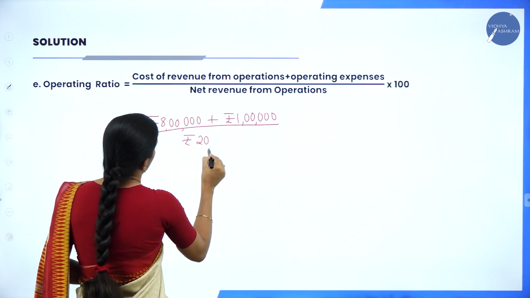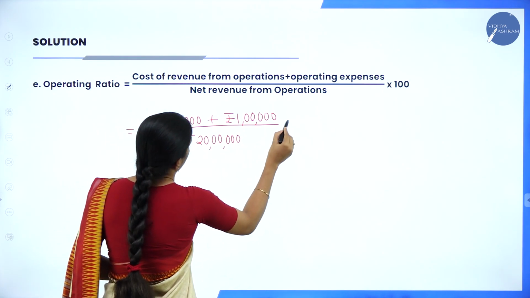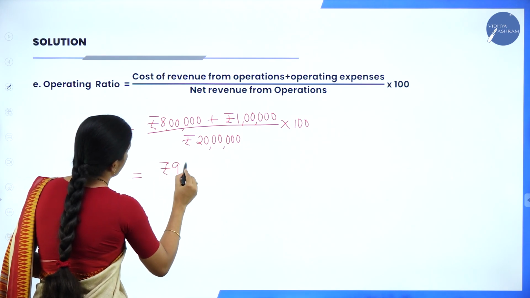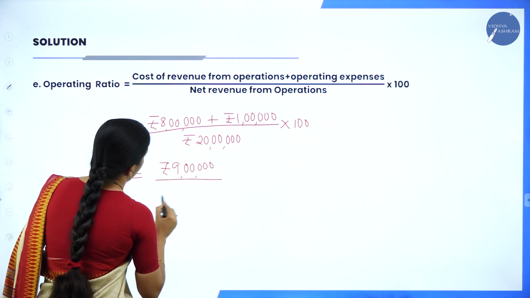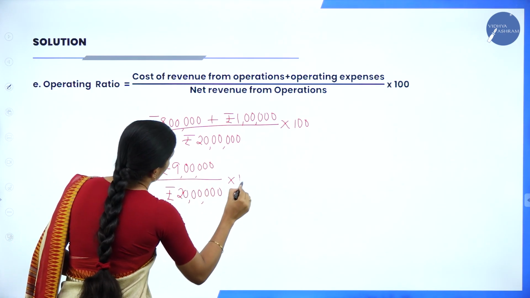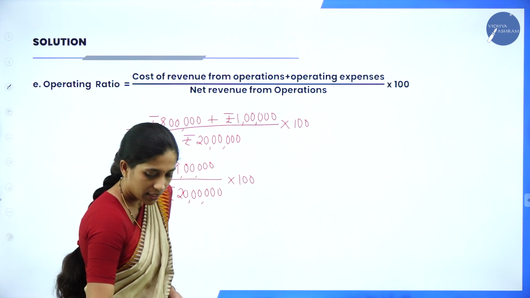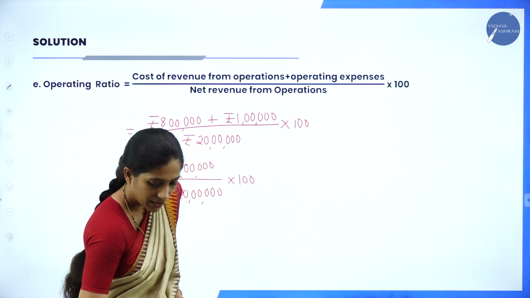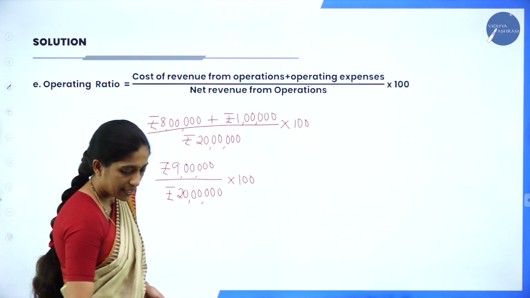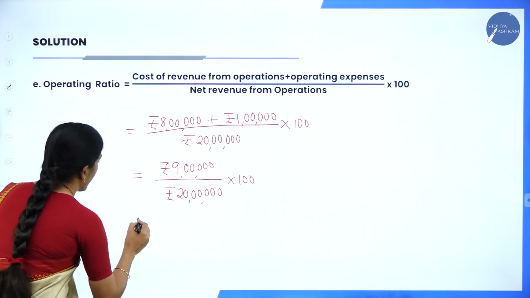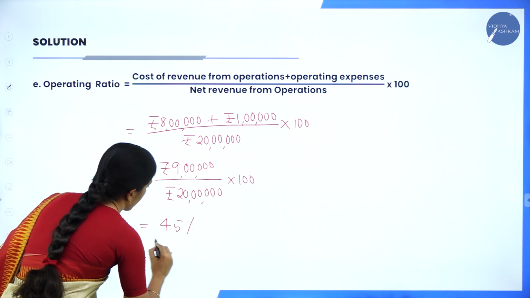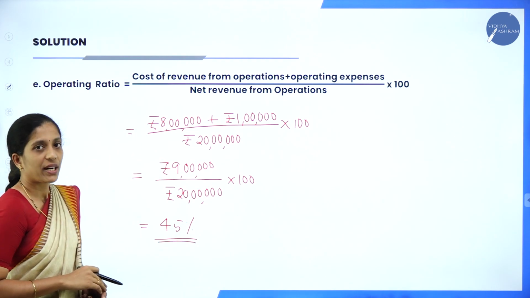Rupees 20 lakh into 100. So this will be rupees 9 lakh divided by rupees 20 lakh into 100. So 9 lakh divided by 20 lakh into 100, you will get 45%. So this is your operating ratio.